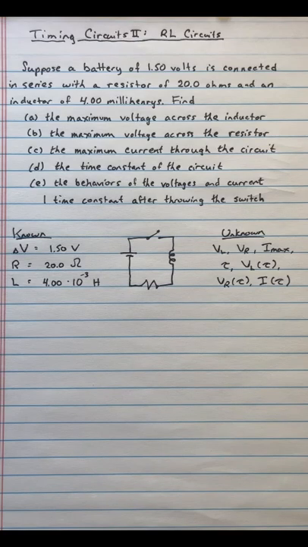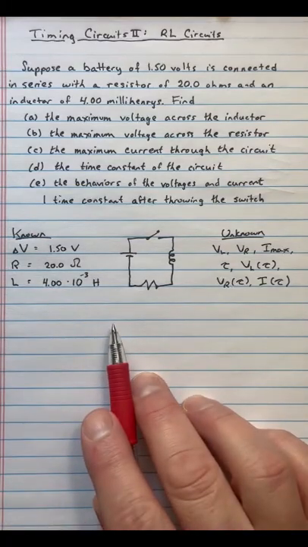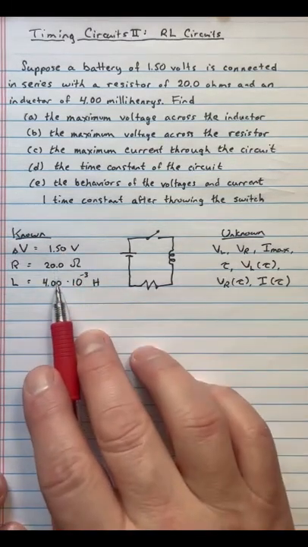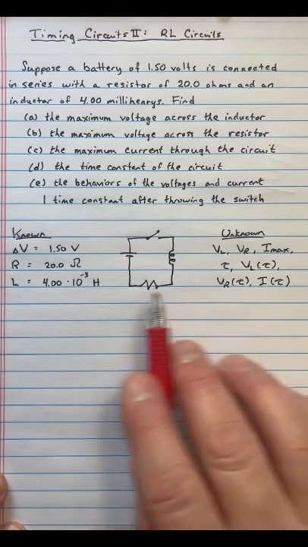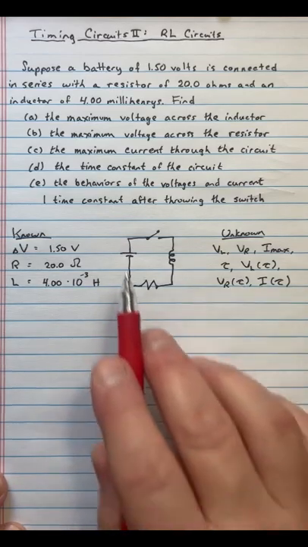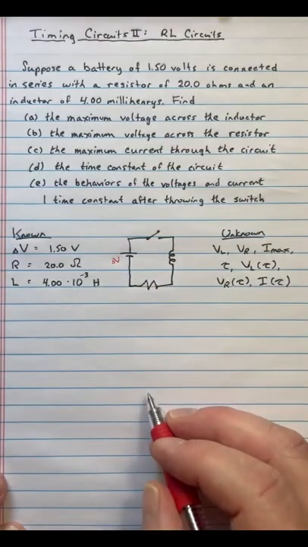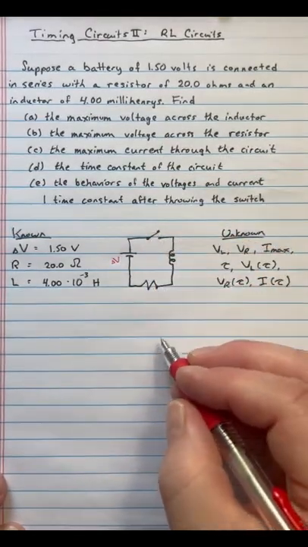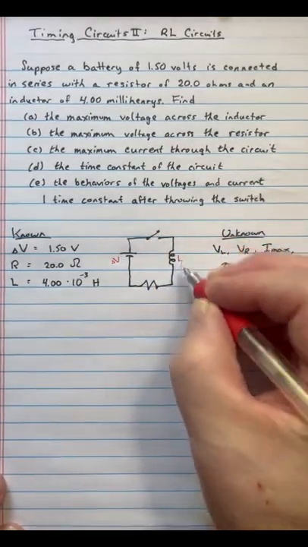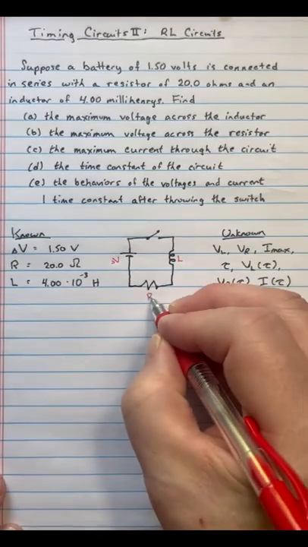Okay, so here's our picture. Similar to what we did with the RC circuit, I'm going to write down our knowns as we usually do, and our unknowns, and have a circuit diagram. So here is our source of voltage, a battery, delta V. Here's a switch. Here is our inductor, L, and here is our resistor, R.